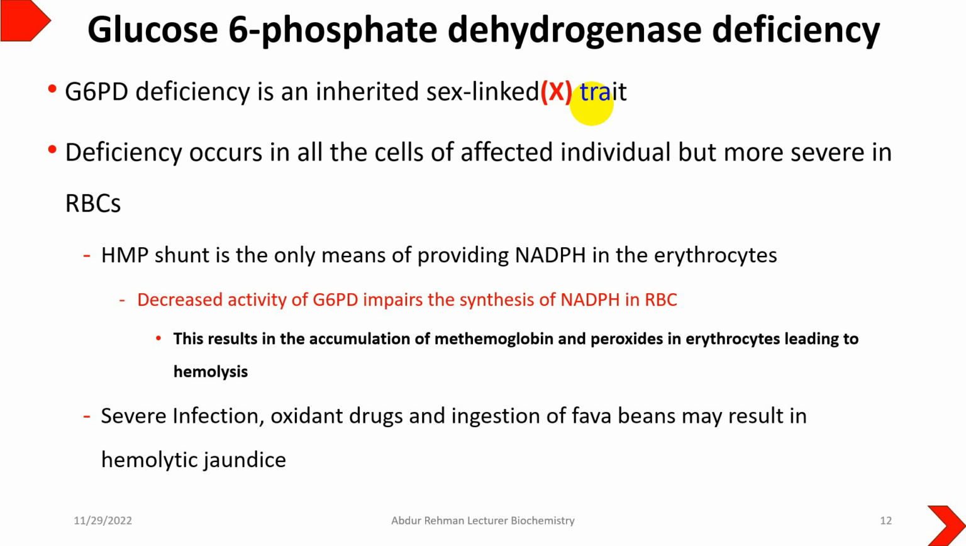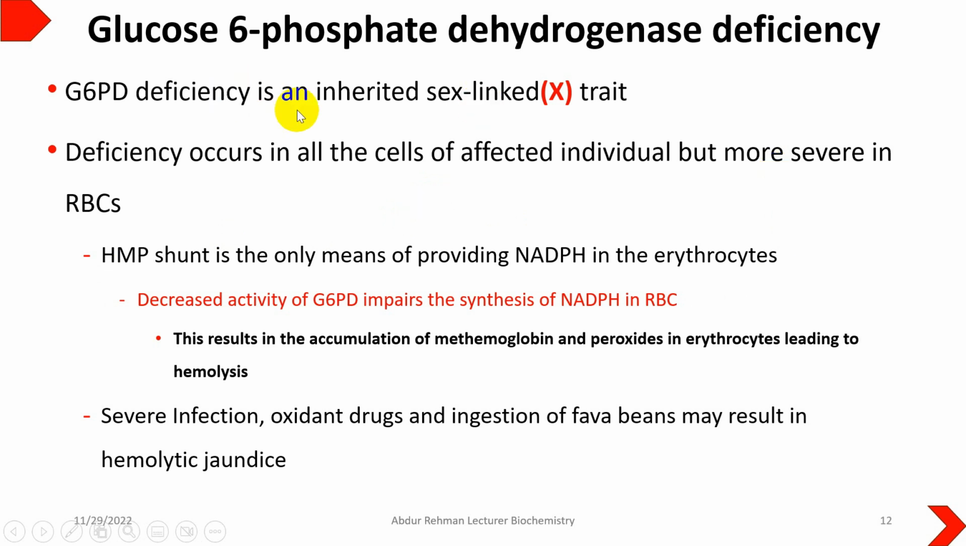In that case, they will not be carriers, but they will show the symptoms of G6PD deficiency. We know that if there is a deficiency of G6PD, it will not lead to the oxidative phase, so no NADPH production will take place, and that will result in effects on the cells of the individual, but these effects will be more predominant in the red blood cells.